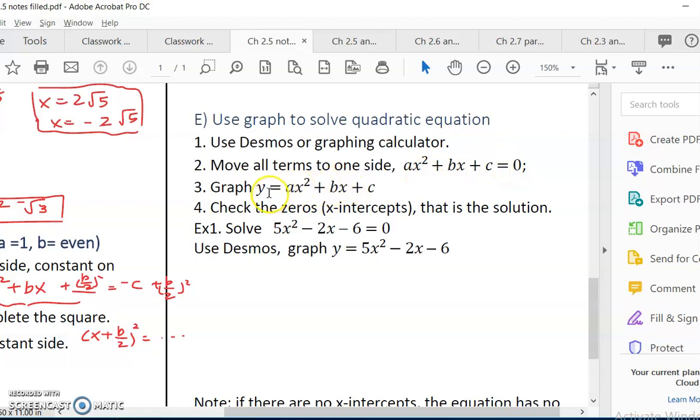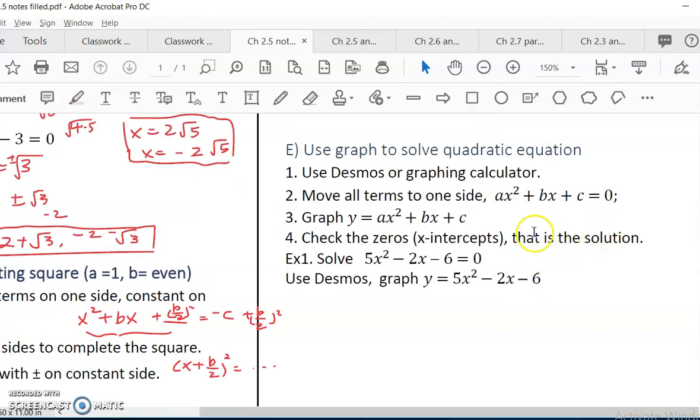But we can graph it by pretending I'm graphing an equation of y equal to ax squared plus bx plus c, meaning we are replacing the 0 by y. So the equation would be solved when y is 0. In a graph, when y is 0, that is when it is on the x-intercept, on the x-axis, right?